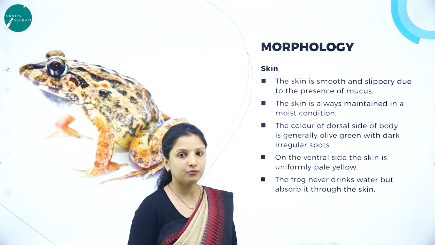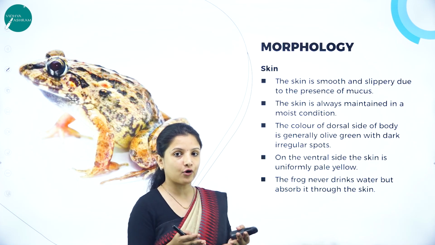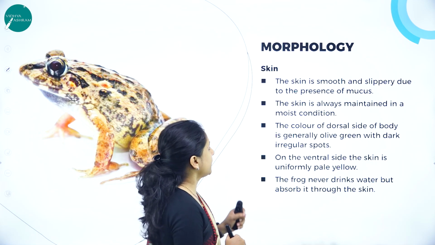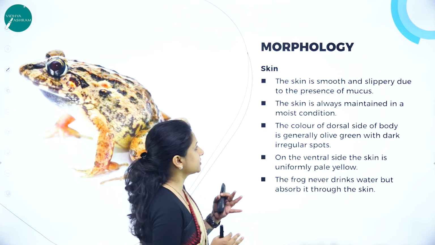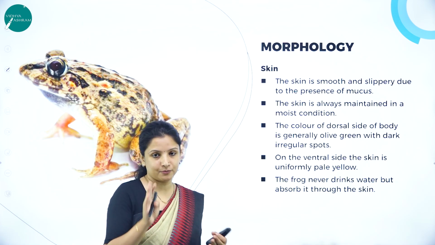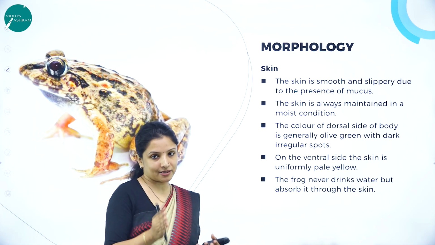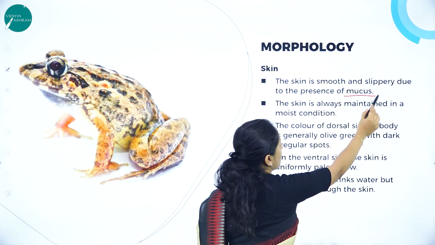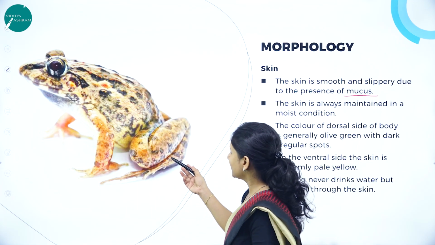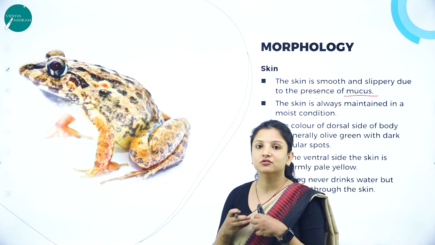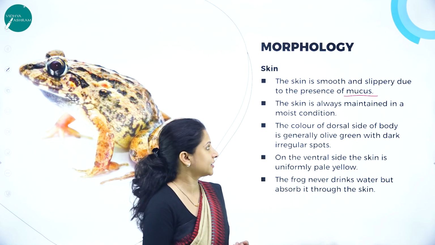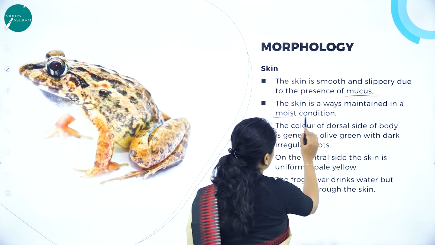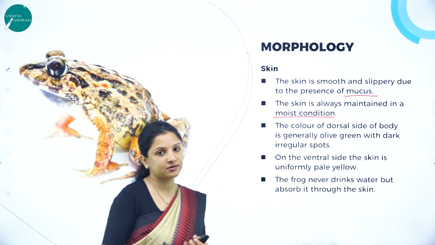Next, talking about the morphology, when you look at a frog externally, what are the characteristic features you get to see? When we talk about the skin of the frog, the skin of the frog is always smooth and it is slimy and slippery. Why it looks slimy and slippery is because the skin of the frog is covered by mucus. It is always shiny and always slippery because of the mucus present in it. And the skin is always maintained in a moist or wet condition because of the presence of this mucus in their skin.